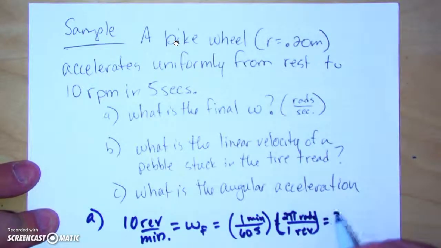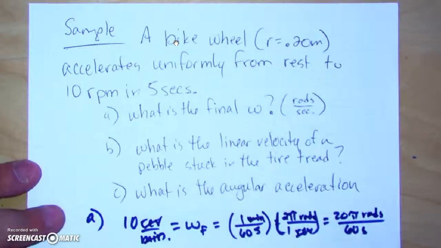So I get 20 pi radians divided by 60 seconds. Everything else cancels out. The revs cancel out. The minutes cancel out. And of course, that's pi divided by 3 rads per second. Now, you can easily convert that. You're going to get a little over 1.05 rads per second. So you don't have to leave the pi in there if you don't want.